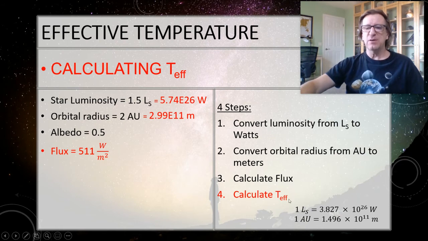All right, so now I want to calculate the effective temperature. So now I'm going to use this formula, and you've got the flux, you've got the albedo. This number is a constant. Remember, it's 5.67 E negative 8. So you can pull that off of your equation sheet if you don't remember that. So plug in your numbers, and let's see what you get.